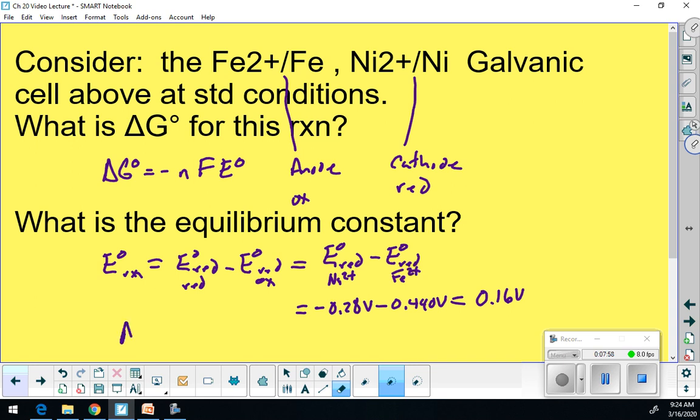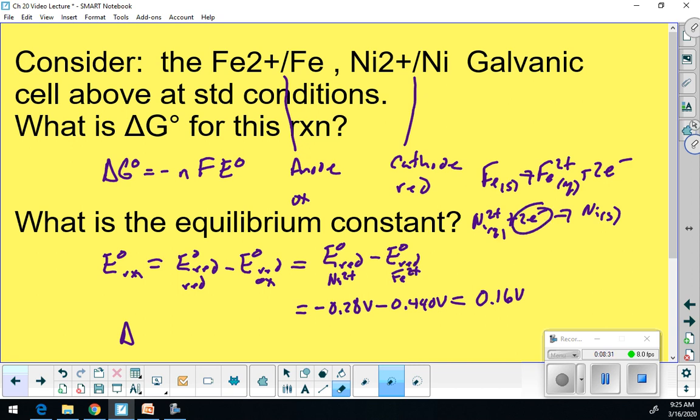So then for my delta G, I have to look at how many electrons are transferred, right? So I better write my half reaction. I have to rewrite that. Fe is what's oxidizing. Fe oxidizes to Fe2+ aqueous plus 2 electrons. My nickel 2+ reacts with 2 electrons to form nickel solid, right? And so how many electrons are transferred? Well, that would mean 2 electrons are transferred, right? So my n is equal to 2 here.